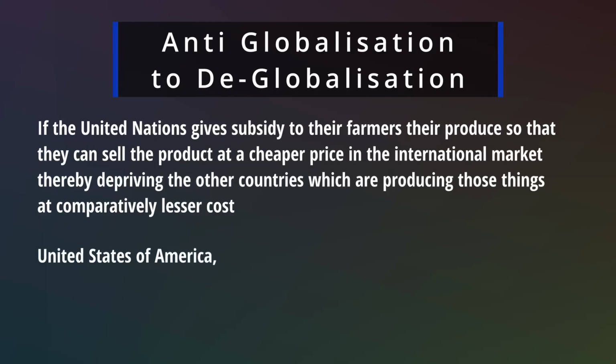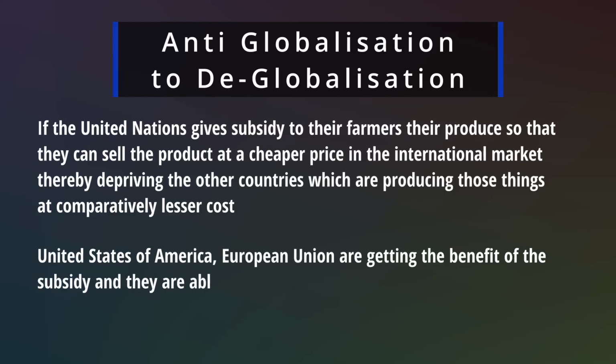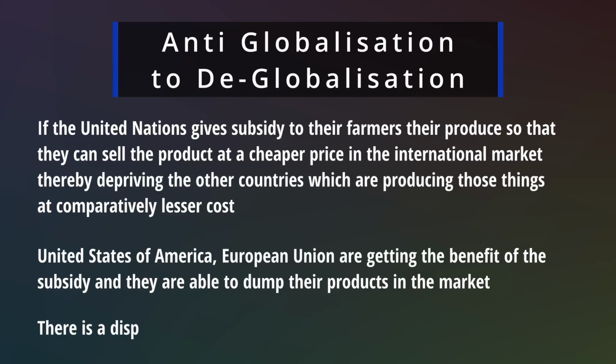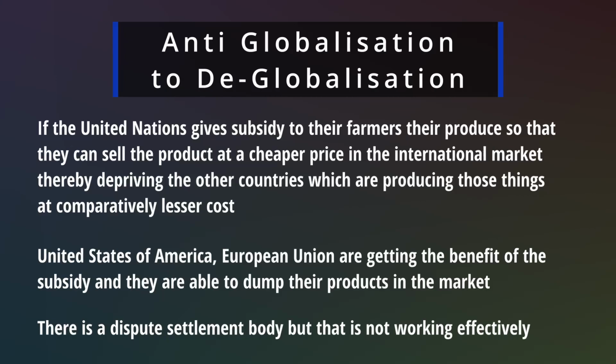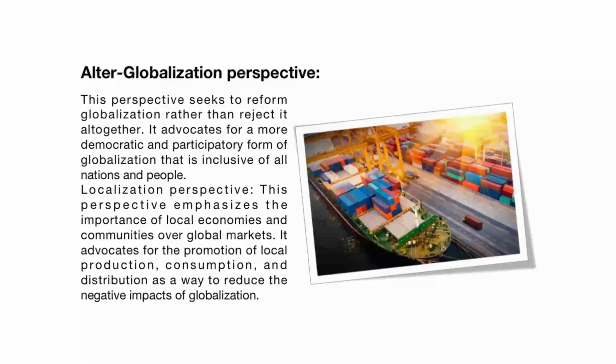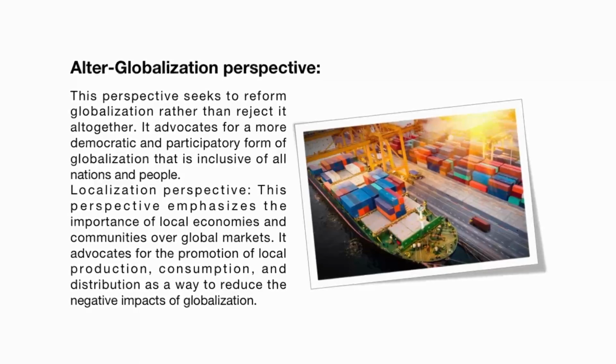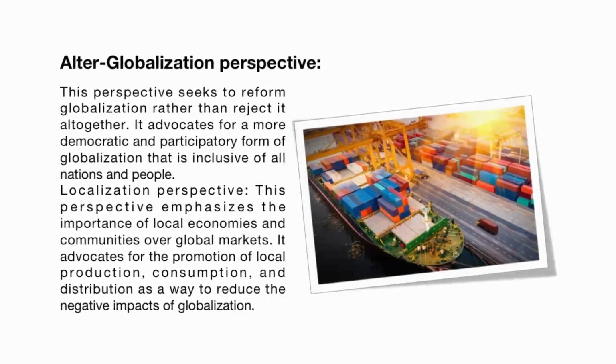Now, the countries, for example the United States of America or the countries in the European Union, if they are getting the benefit of the subsidy and they are able to dump their products in the market, although there are provisions for anti-dumping and countervailing duties in the WTO system, and there is a dispute settlement body, that is not working effectively. So people say that globalization can continue, but there has to be some alternative.